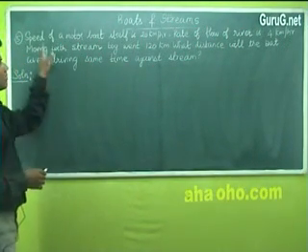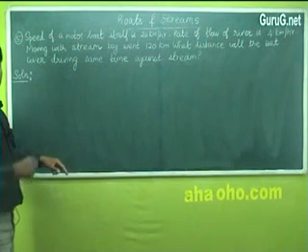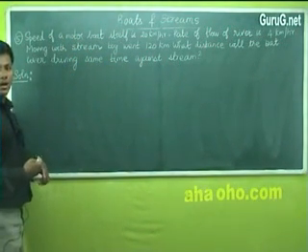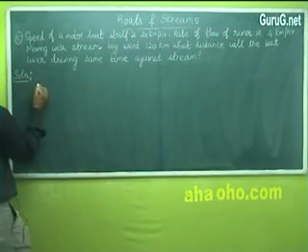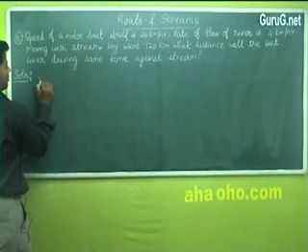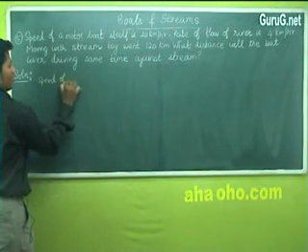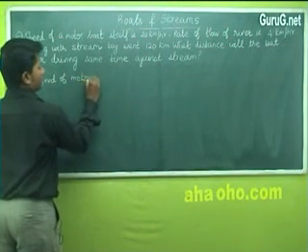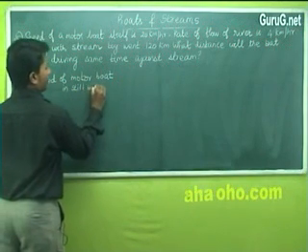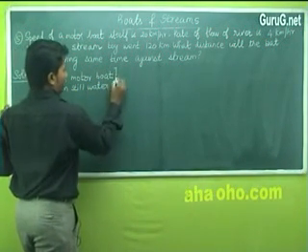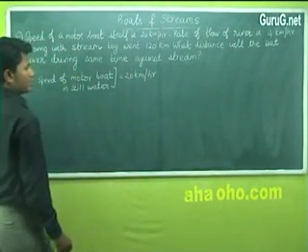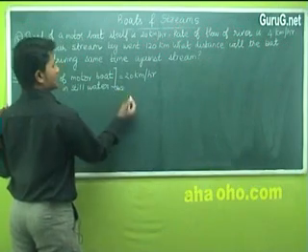So what is the data given? Speed of the motor boat itself. What does that mean? Speed of the motor in still water. Because the speed of the boat is 20 km per hour in still water, the speed will be 20 km per hour. That is still water speed. Speed of motor boat in still water is 20 km per hour. This is your still water speed, SWS.